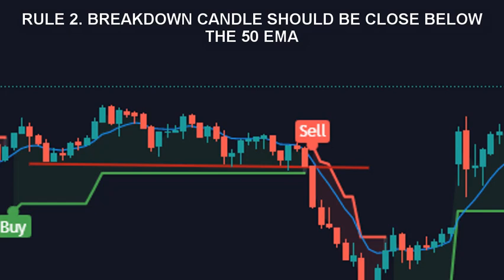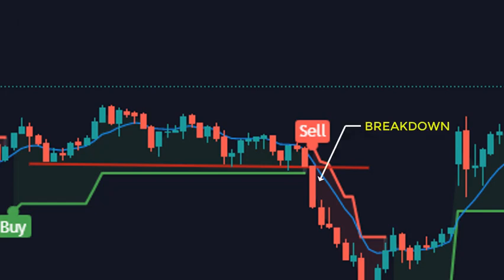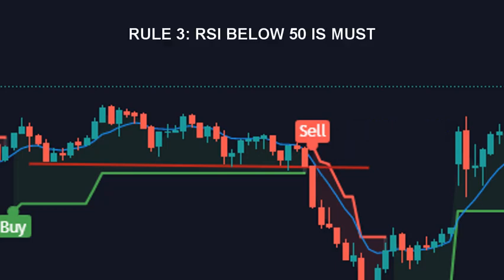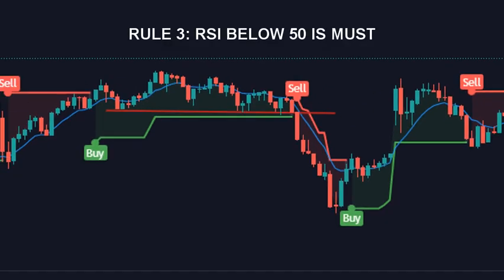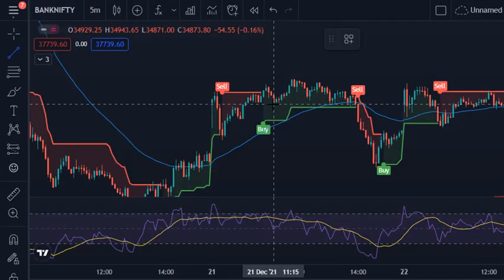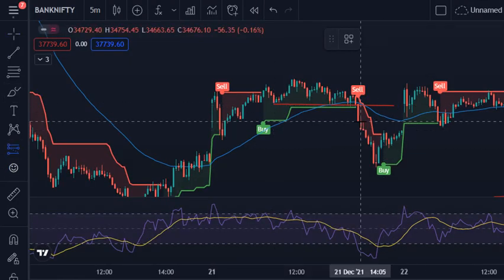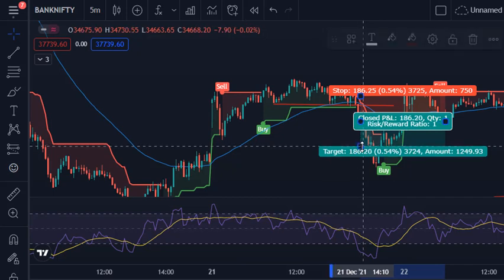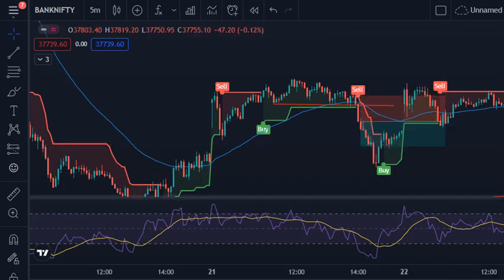Now we will check the second rule. The breakdown candle should be closed below the 50 MA. This is the breakdown candle and it is closed below the 50 MA. Now we will go for the third rule. RSI should be below 50. So here is the breakdown candle and RSI is below 50. So we will take an entry here. We will set stop loss at Super Trend and try to achieve at least a 1:1 ratio target.